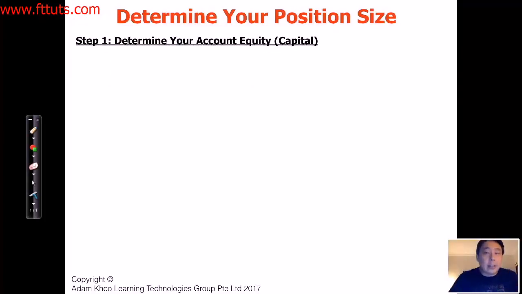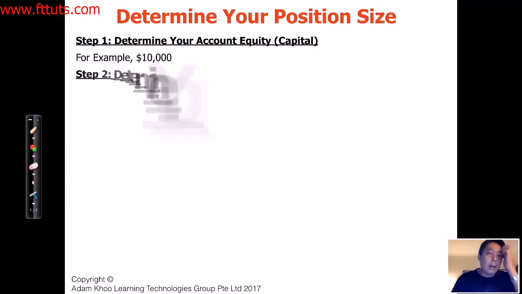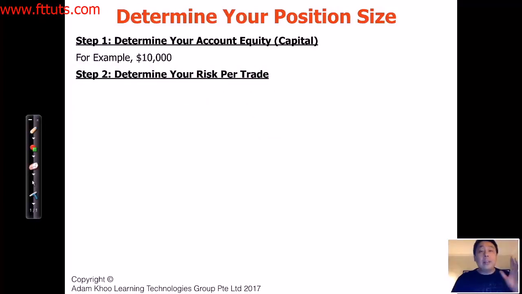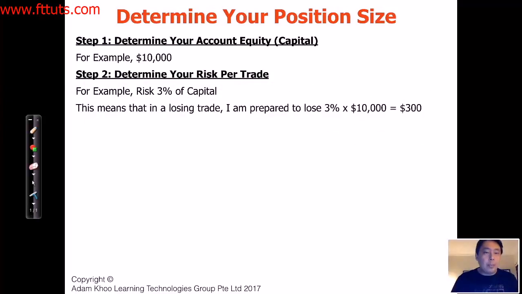Okay, so let's take a look at another example. So in this example, again, let's go through the steps. Step 1, determine your account equity or your net liquidation, right? So again, imagine you got $10,000 in your account. You've funded your account of 10 grand. And step 2 is you're going to determine your risk per trade. So in this case, let's imagine you're going to risk 3% of your capital. Because you're more confident, more experienced, you can put 3%. Again, once you upgrade to 3%, you can't go back. You've got to keep being consistent with that same 3%, right? So this means in a losing trade, you are prepared to lose 3% of your capital, which is $300.